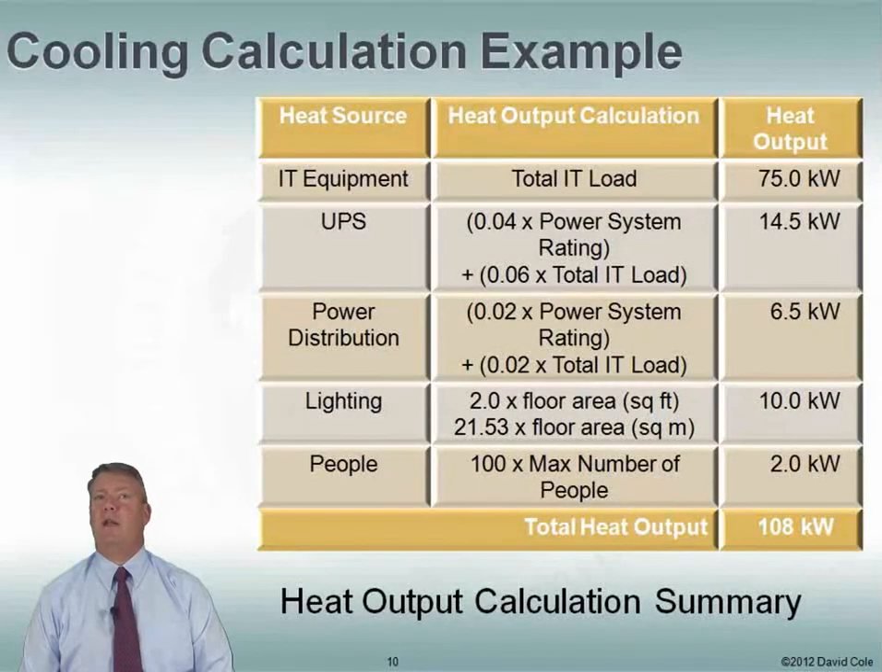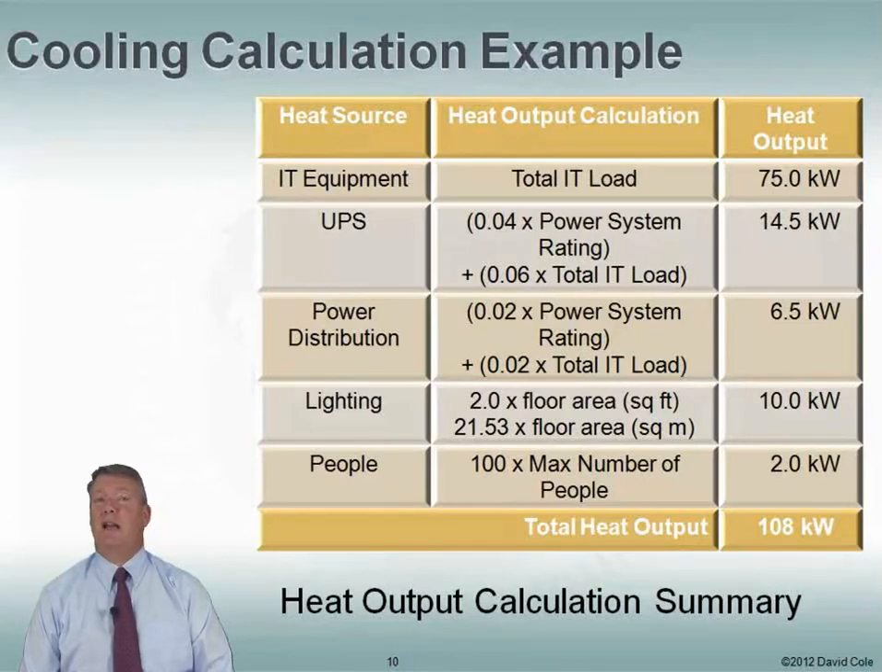I sum up all of these. So my IT equipment is just how much of that UPS I'm using, 75 kilowatts. I have 14.5 kilowatts for my UPS, 6.5 kilowatts for my power distribution, 10 kilowatts for lighting, 2 kilowatts for people. I total all of those up and I get 108 kilowatts. That's the total heat output in my data center. That's how much cooling I need to provide.